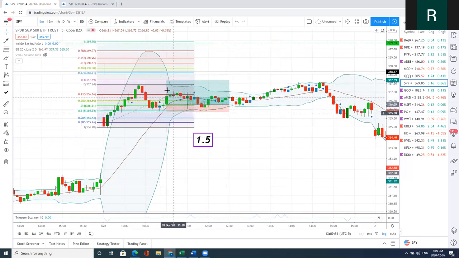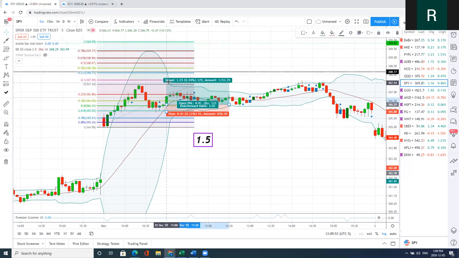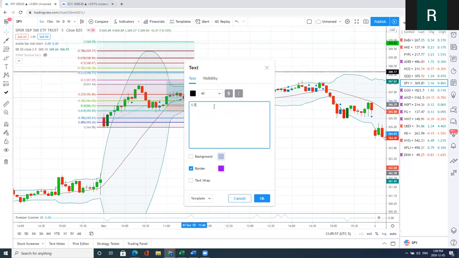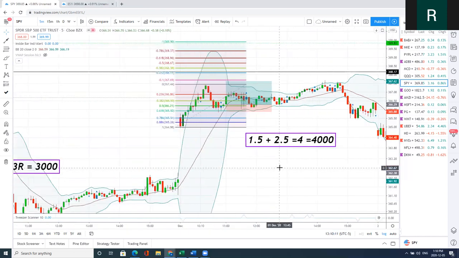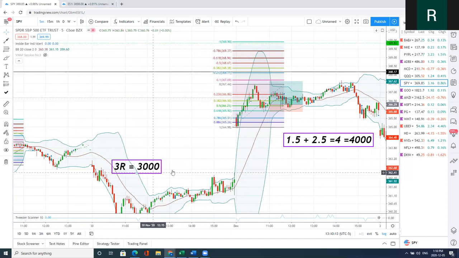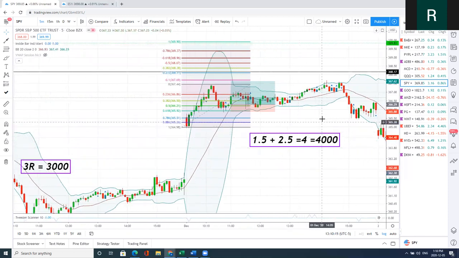But let's just use the candlestick here. Again, at the very high, we're able to get away with about 3.2. So we're going to say with scaling out, we're able to get at least 2.5 on that, and that's pretty much it on the day. So 1.5 plus 2.5 is 4. Am I right? Yeah. So that's going to equal $4,000. So we're up 3R here from the fib, we're up 4R here. That's 4,000.